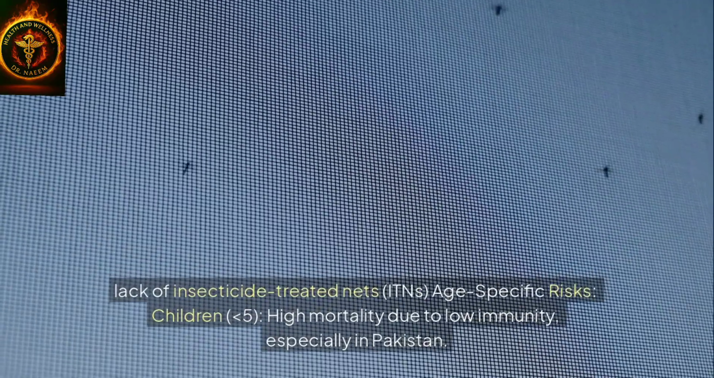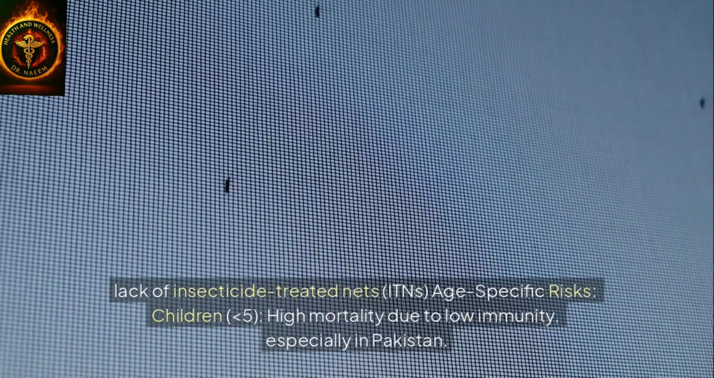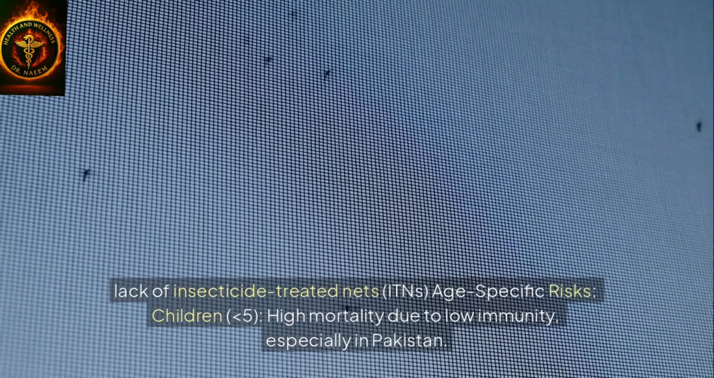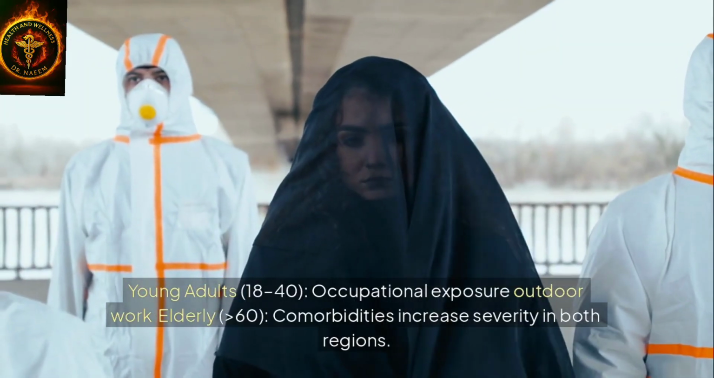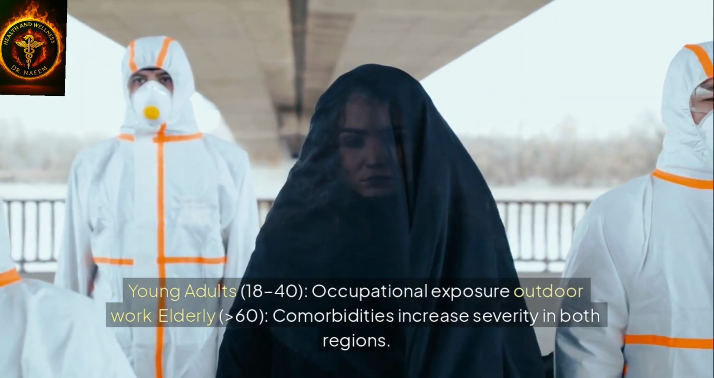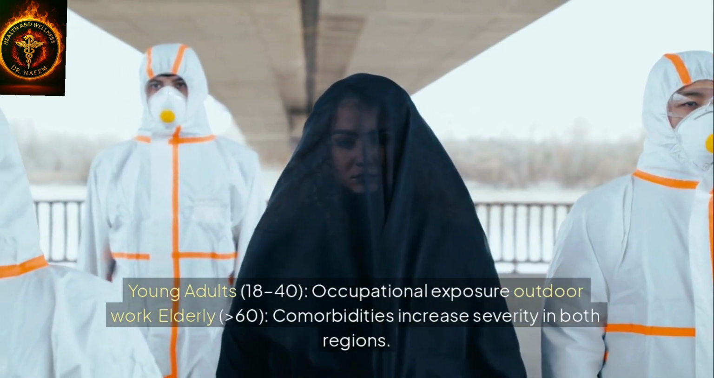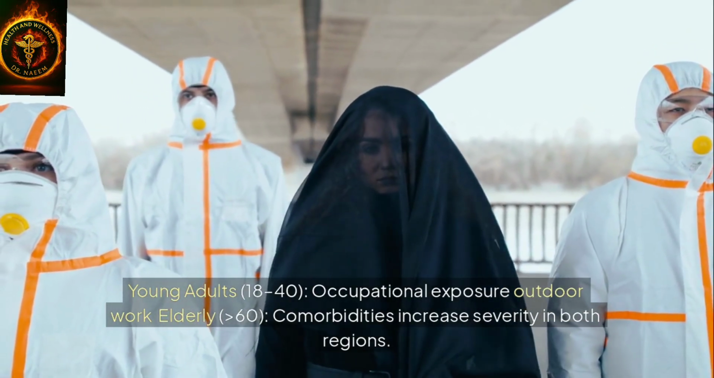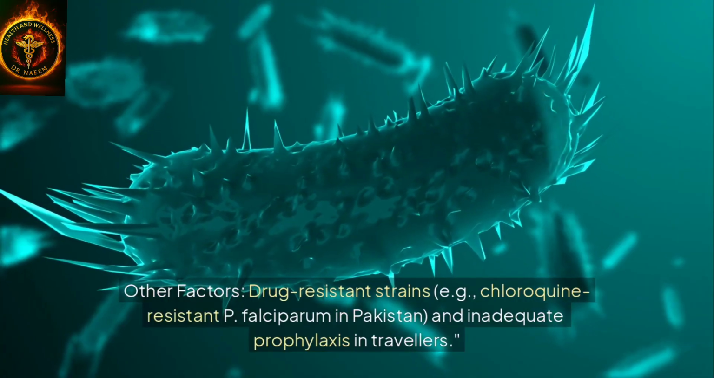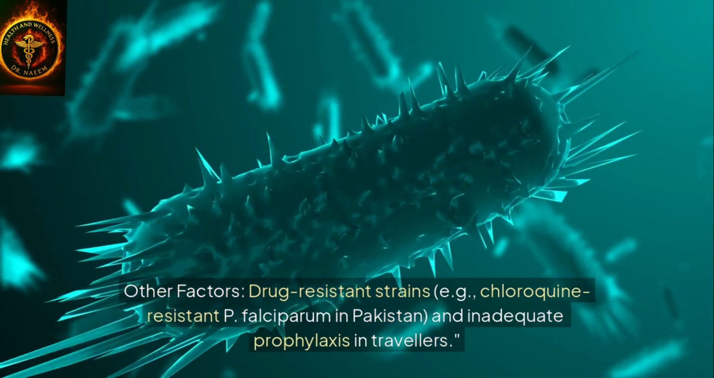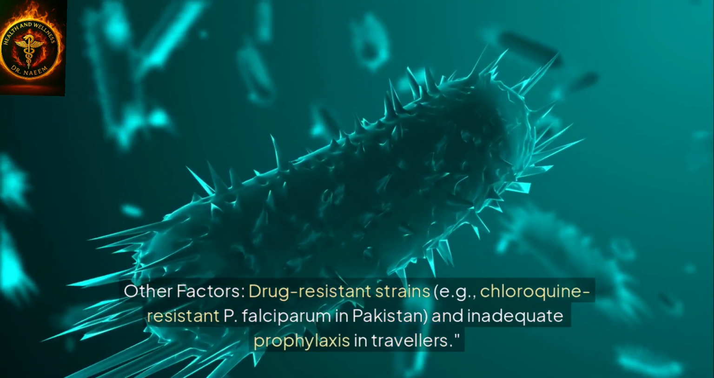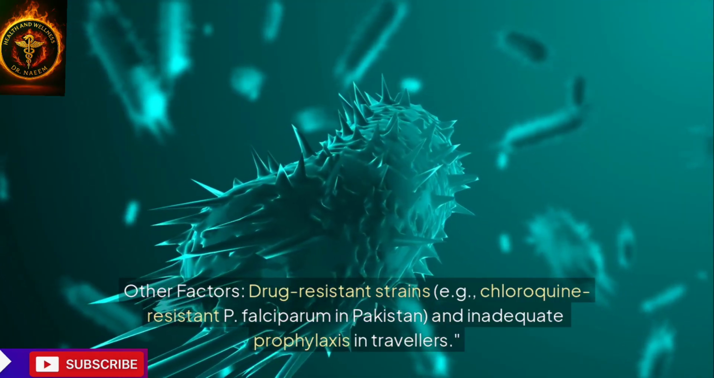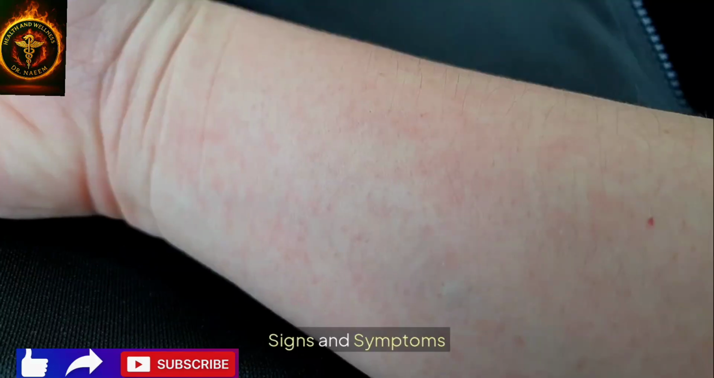Age-specific risks. Children less than 5 have high mortality due to low immunity, especially in Pakistan. Young adults, 18 to 40, face occupational exposure, such as outdoor work. Elderly, greater than 60, have comorbidities that increase severity in both regions. Other factors: drug-resistant strains, e.g., chloroquine-resistant P. falciparum in Pakistan, and inadequate prophylaxis in travelers.